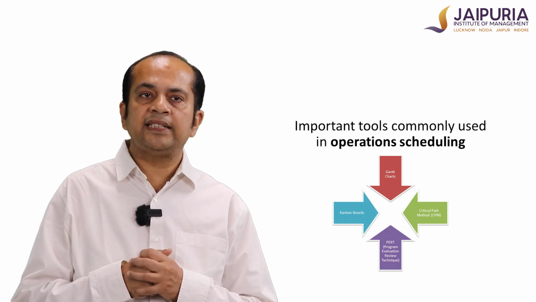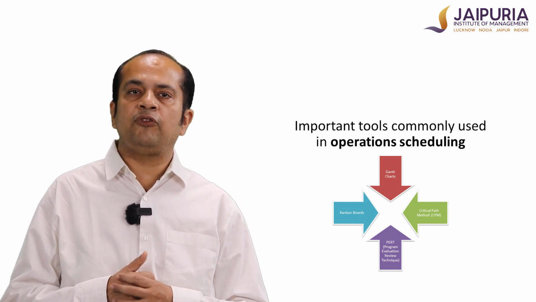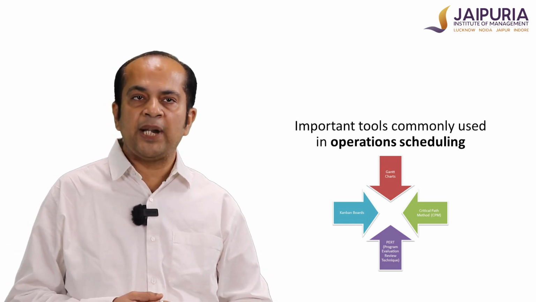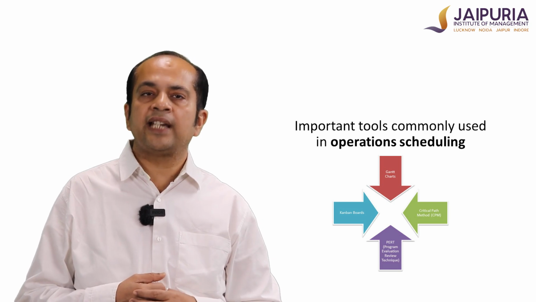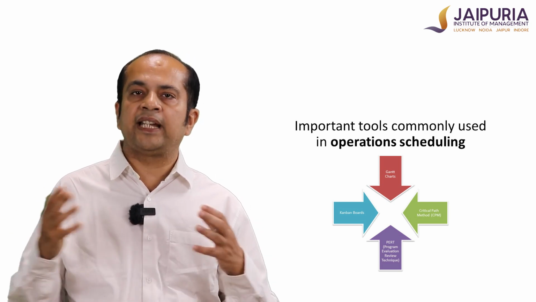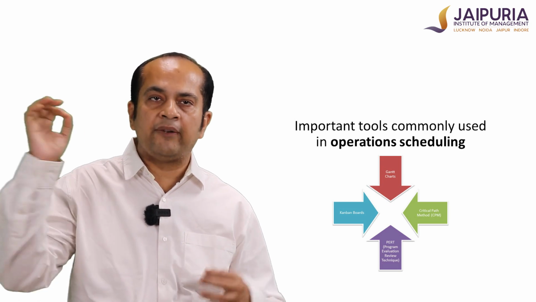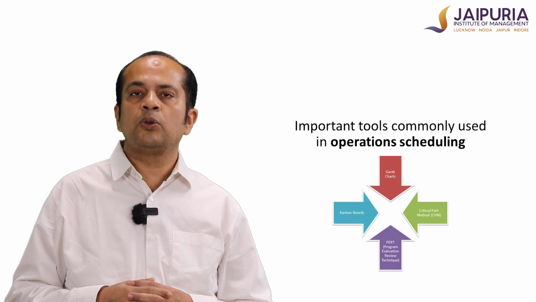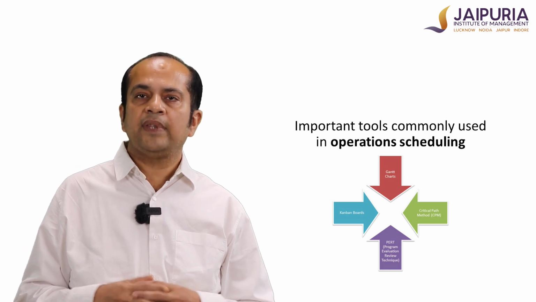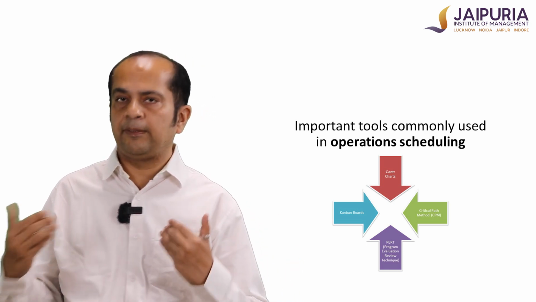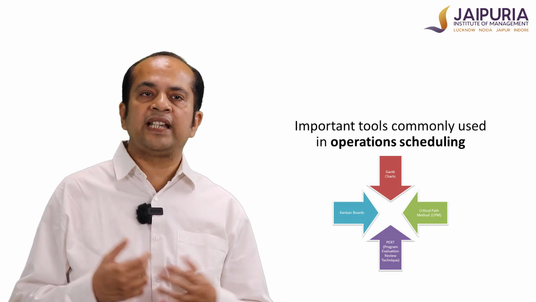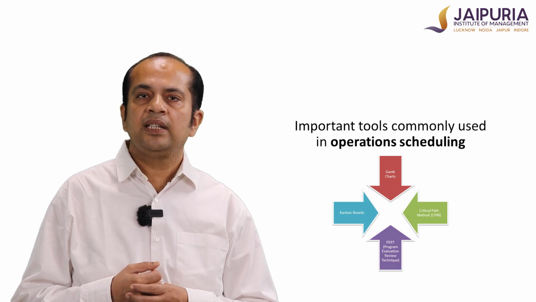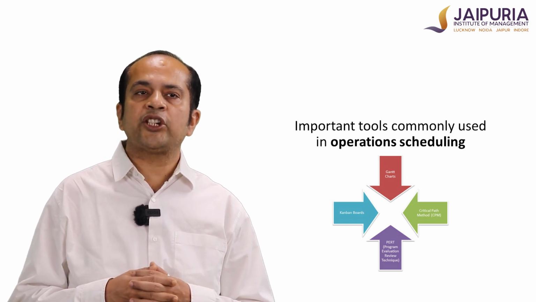Talking about Gantt charts, they provide a visual timeline for tasks and resources. They are ideal for tracking progress, dependencies, and overlaps. Gantt charts can be used both for manufacturing as well as service industries. Talking about the critical path method, it identifies the longest path through dependent tasks. CPM helps to prioritize tasks that directly impact the project completion time. This is used heavily in project scheduling.